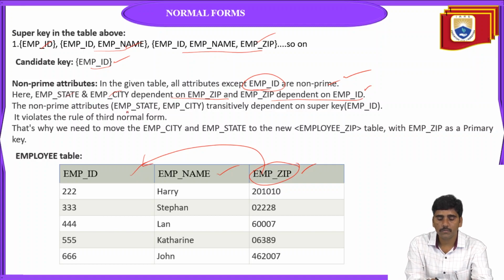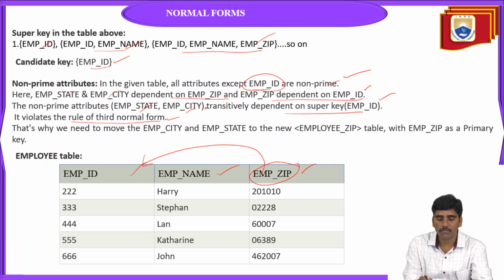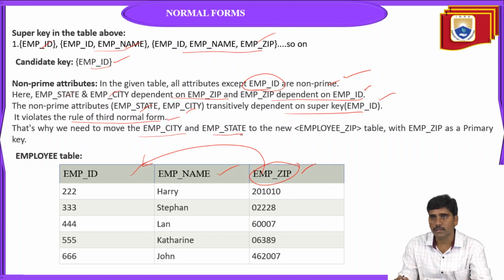So the non-prime attributes employee state and employee city are transitively dependent on the super key, that is employee ID, and it violates the rule of third normal form. So that's why we need to move the employee city and employee state to the new employee zip table with the employee zip as a primary key. We need to move that employee state and employee city to the employee zip table. So how can we move it?